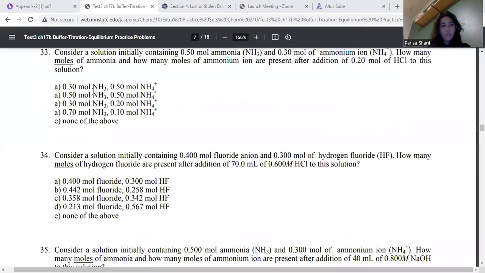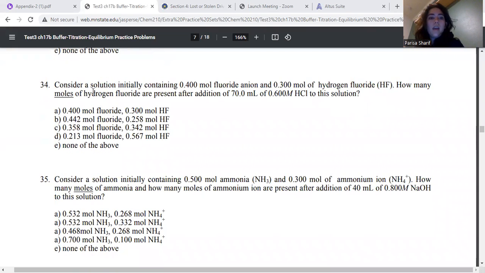So the next one here, consider a solution initially containing 0.4 moles of fluoride anion, 0.3 moles of hydrogen fluoride. Let's see what the rest of it says. How many moles of hydrogen fluoride are present after adding 70 mils of 0.6 mole per liter HCl? So at first it's like, how do I do this? Where do I start? Because there's so many numbers. But this is actually the same exact thing as above. The only thing it needs is some dimensional analysis.